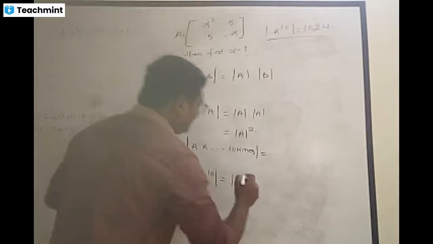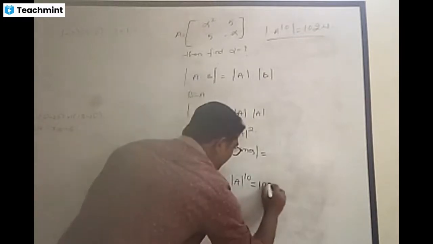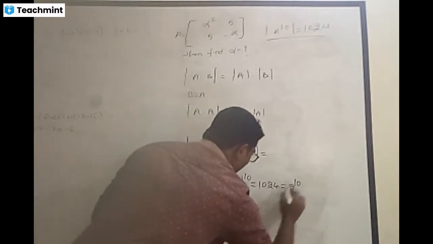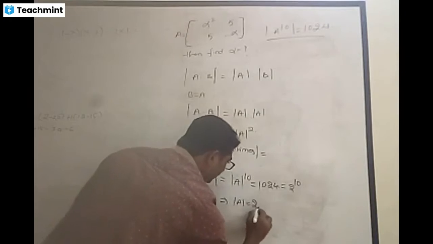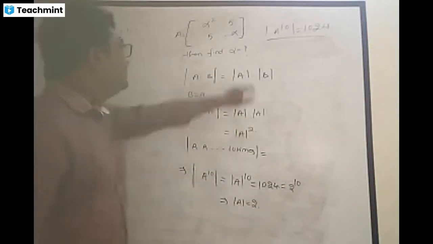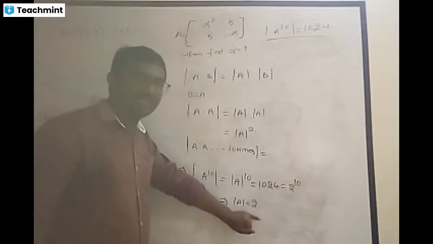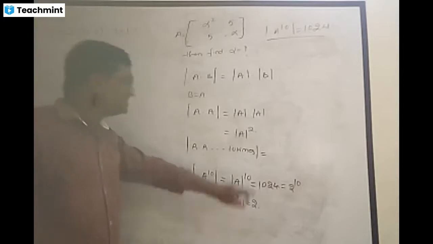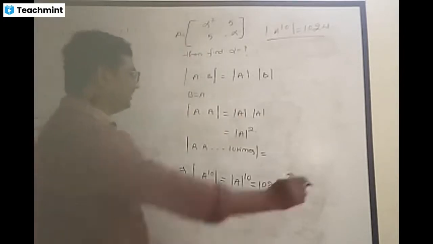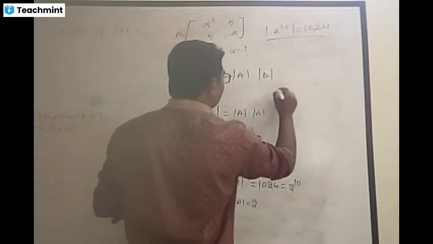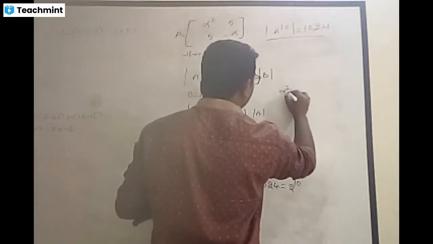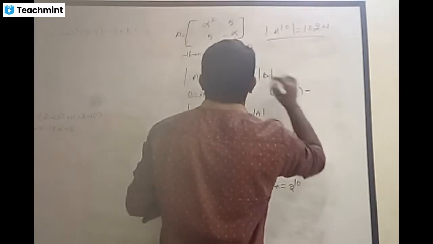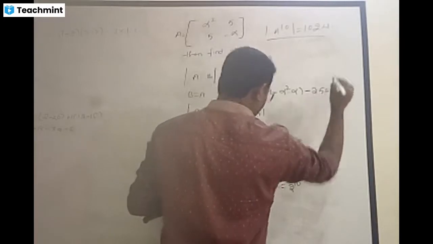We have given that det A whole power 10 is 1024. I can write it as 2 power 10. So det A is 2 from this equation. I have found that det A equals 2. From this, I have to find the value of alpha. Det A means alpha square into alpha into minus 1, minus 25 equals 2.